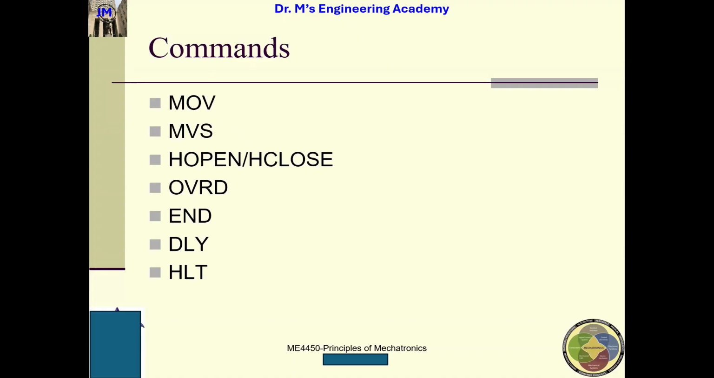OVRD. OVRD means to change the running speed. Write down. OVRD is used to change the running speed. And END means that this program ends. So this END is always used at the very, very last statement.